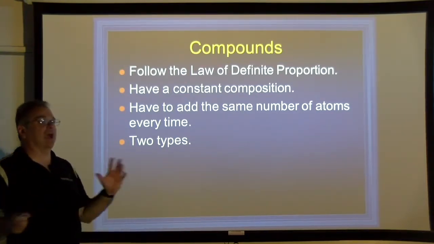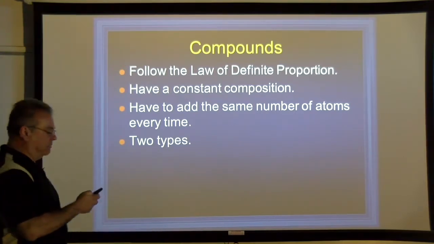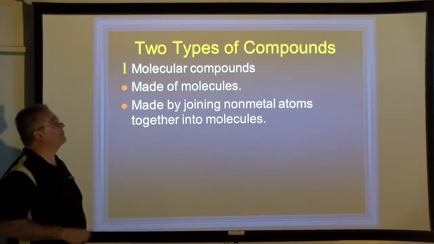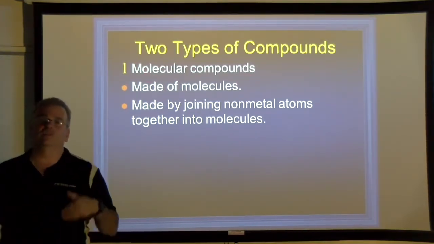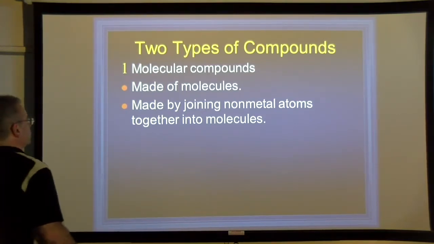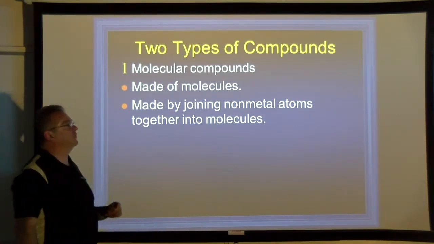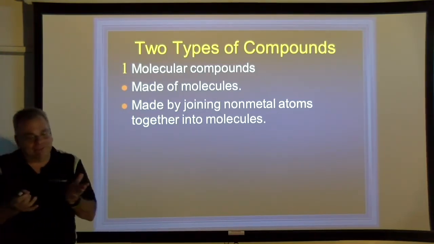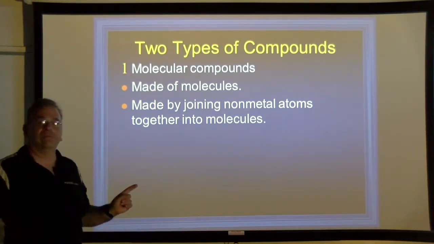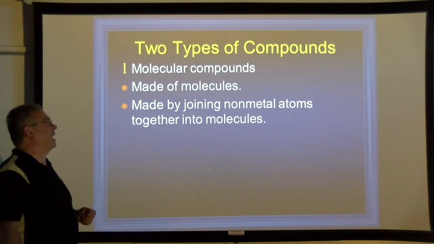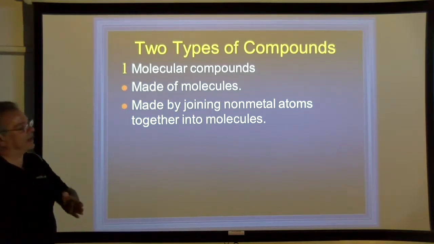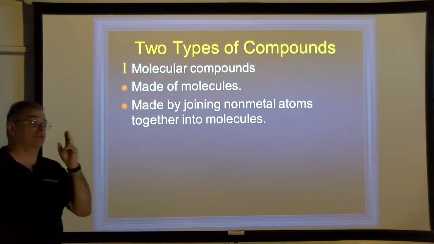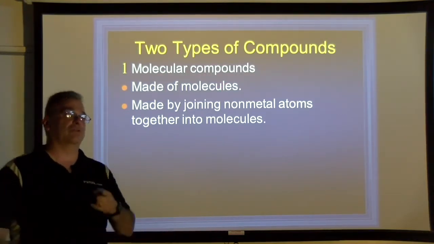Now when you classify compounds, there are 2 types. Compound type number 1 is a molecular compound. A molecular compound is composed of many molecules. These units that nonmetals create are made by joining nonmetal atoms together that are different from each other. They're not the same atoms, they're different atoms. So if you combine different nonmetal atoms, you will get a molecular compound. If the 2 nonmetal atoms are the same, then it's not a compound, it's an element.